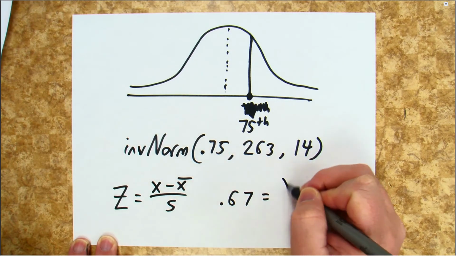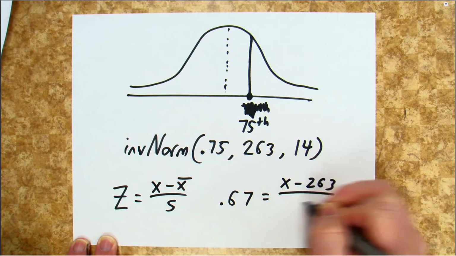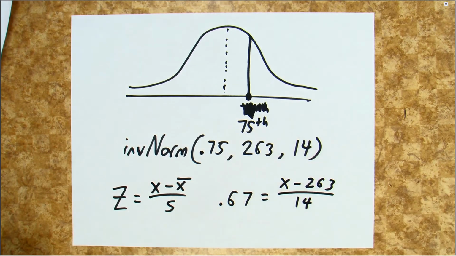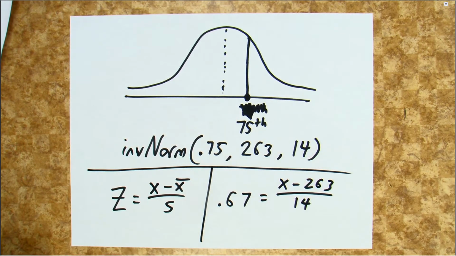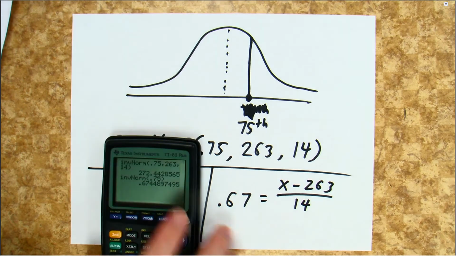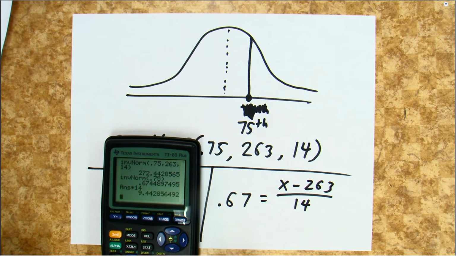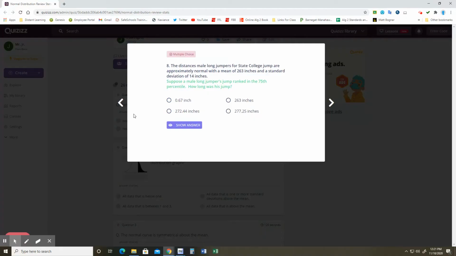But if you wanted to figure this out, you could actually solve this problem, and this would get you the same answer. It's much, much, much easier to do inverse norm, but I'm just showing you how the two formulas relate to one another. Now mind you, the answer is 272.44. If I were to solve this correctly using my algebraic skills, you can see that I get the exact same answer, 272.44. Again, showing that there.